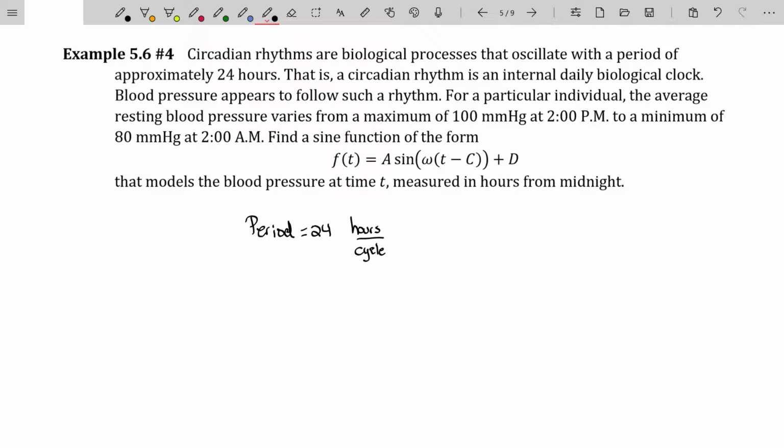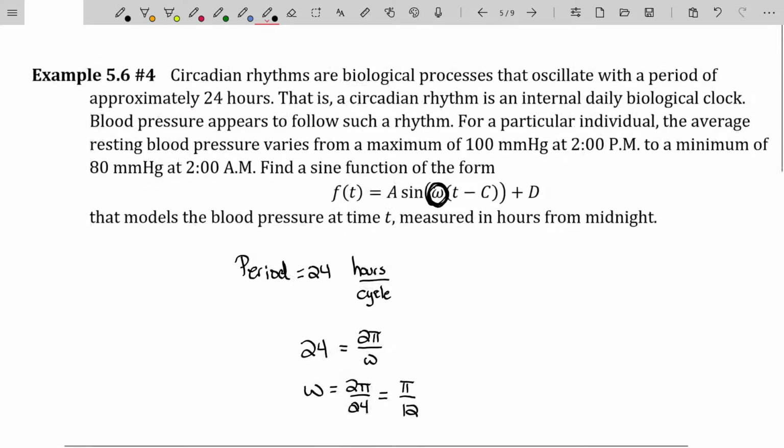Which tells me, and I haven't even read the rest of the problem, that this coefficient of t right here is going to be related to that 24 via the formula period is equal to 2 pi over omega. Normally I would call that a b, but whatever. So if you multiply both sides by omega, you get omega times 24 equals 2 pi, so therefore omega is pi over 12. I immediately know that without reading any further. So anyhow, back to reading.